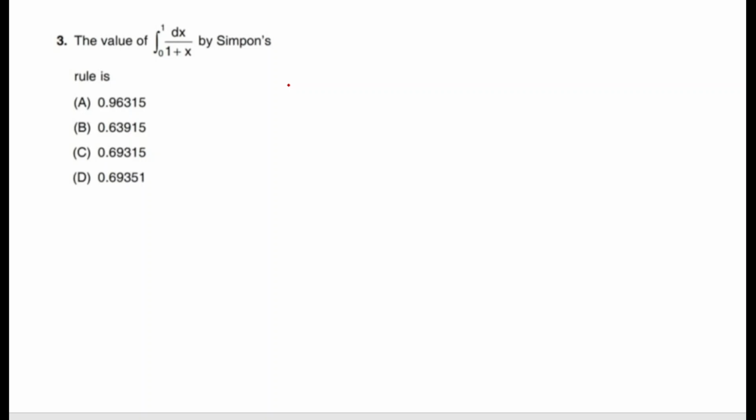I have already written the formula in the previous question. Now for x, I'm going to take a difference of 0.5. Here it will be 0, 0.5 and 1. Three terms we are going to get, and y is 1 divided by 1 plus 0, it will be 1, and 1 divided by 1 plus 0.5, that is equal to 1 divided by 1.5. We are going to get around 0.666, and here 1 divided by 1 plus 1, it will be 2, 1 by 2 is 0.5.